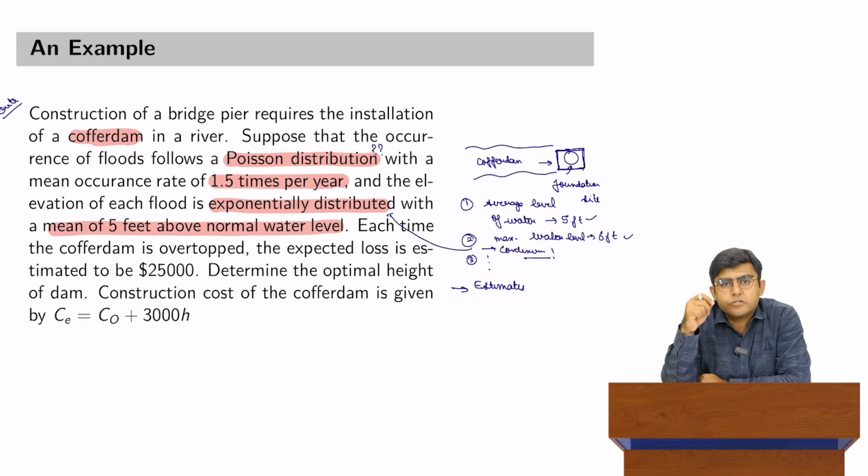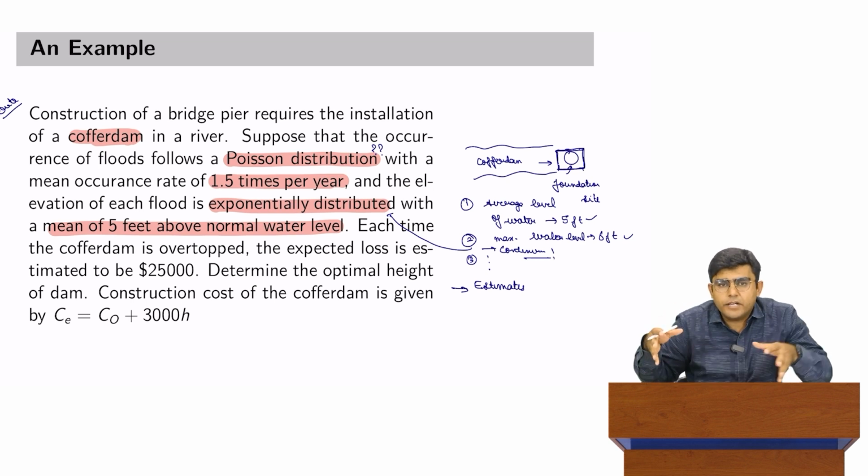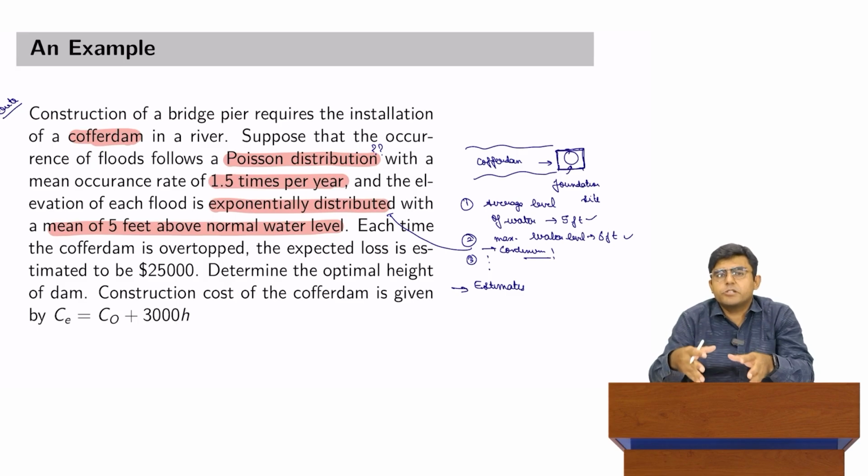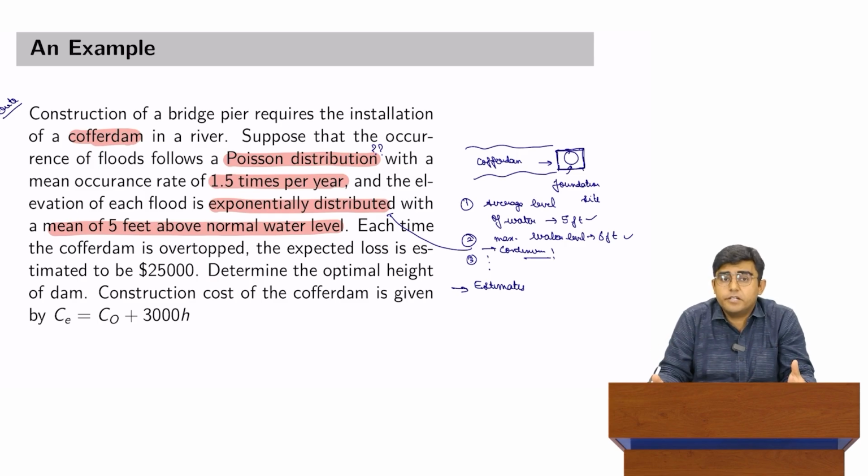Now, this is information about the hazard, which is flood in this case. What is the consequence of hazard? Whenever flood levels are exceeded, water is going to enter into construction site. There may be machines, there may be workers, and as a result of which there may be submergence and heavy loss of life and property.